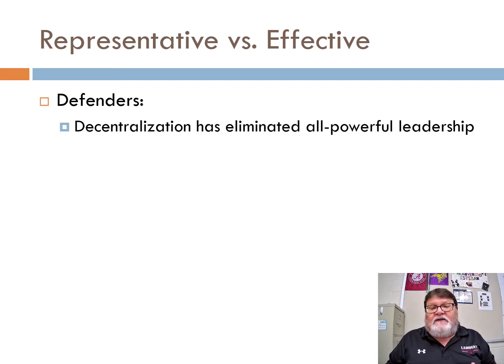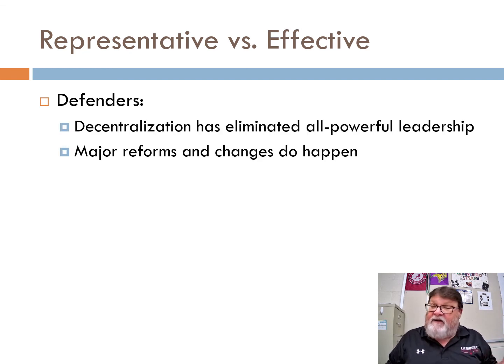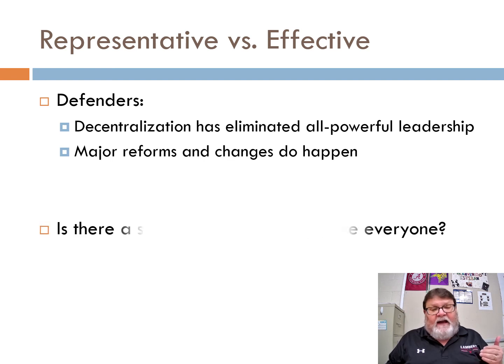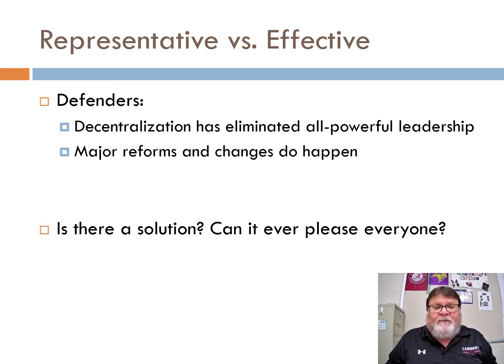Last thing, there are defenders. Decentralization has eliminated all-powerful leadership. Major reforms have happened, and they do happen. But then the last thing, this is all rhetorical. Is there a solution? Probably not. Can it please everyone? Absolutely not. So maybe they can make some changes, and they have made some changes, but it is still never, ever going to satisfy everyone.